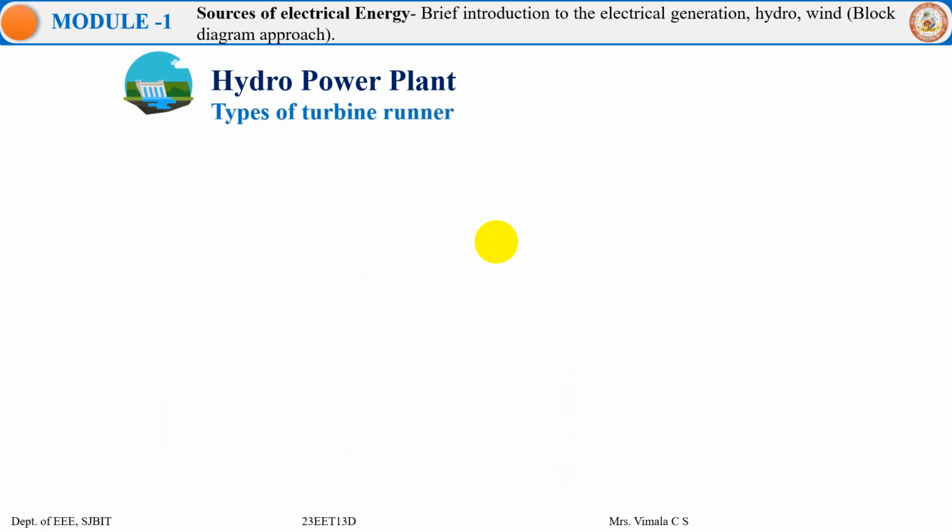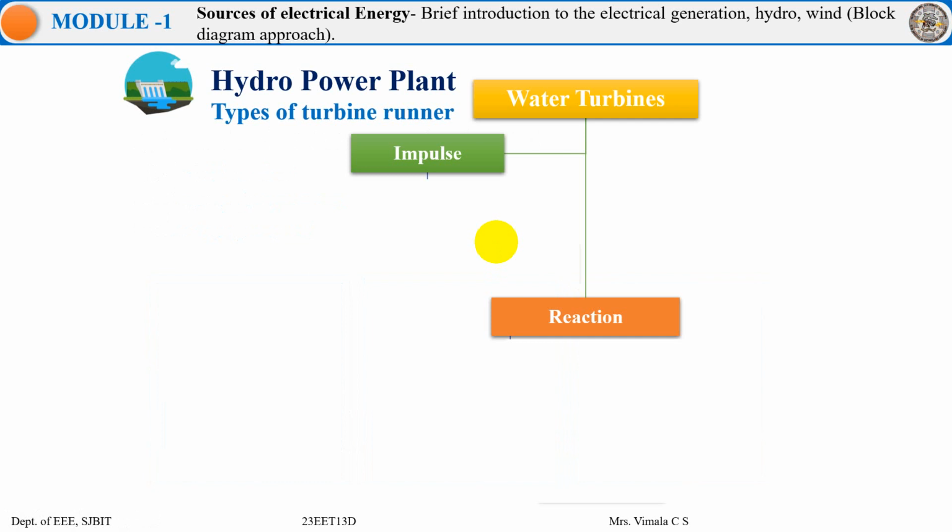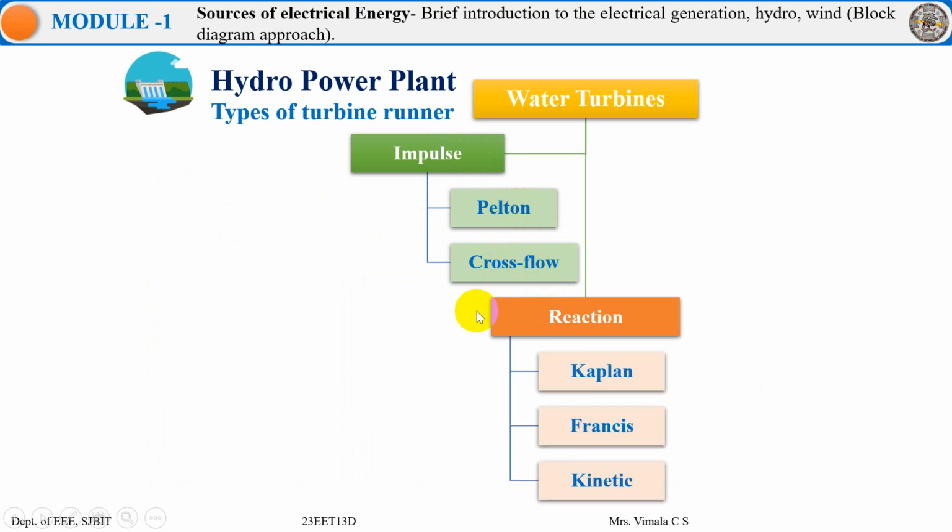So types of turbine runner, if you look at the water turbines mainly used in hydropower plant, which can be classified as impulse and reaction. So impulse, we have Pelton type turbine and cross flow turbine, and under reaction type we have Kaplan, Francis, and kinetic types of water turbine.